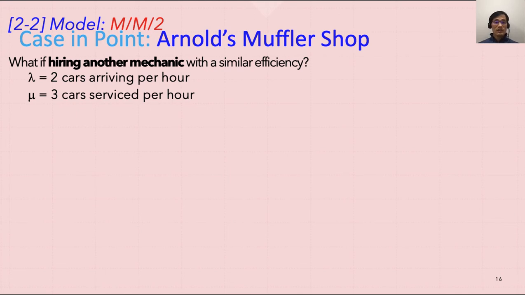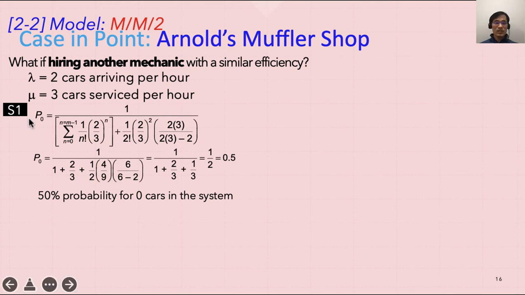Here is Arnold's muffler shop. In the previous session, we thought about the impact of hiring a mechanic with a higher efficiency. Now the owner Arnold is thinking about hiring another mechanic that has similar ability to the current mechanic. In other words, his average processing capability is 3 cars per hour. Since Arnold is using 2 mechanics instead of 1, he has to use the M/M/2 model. Here are the calculation results.